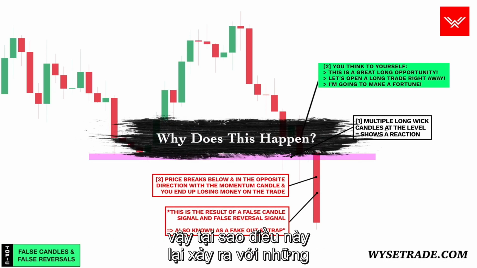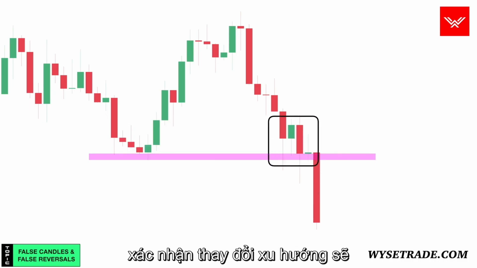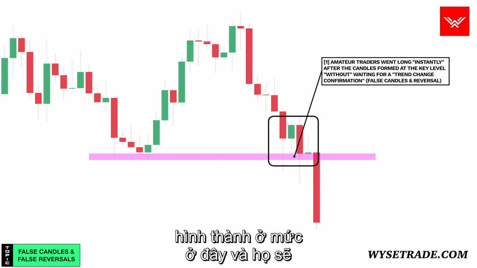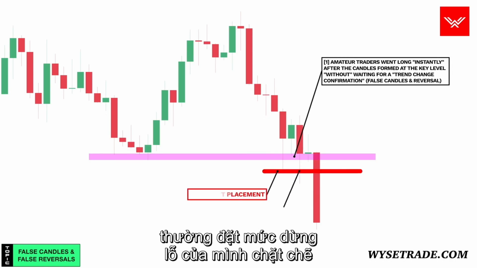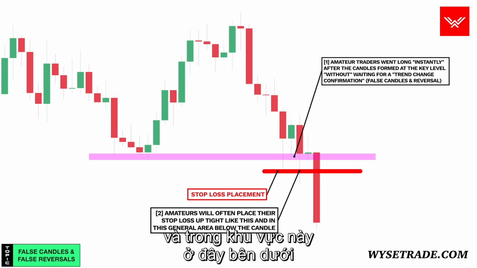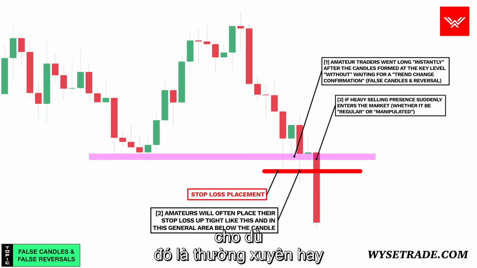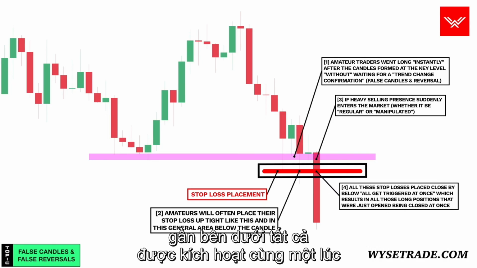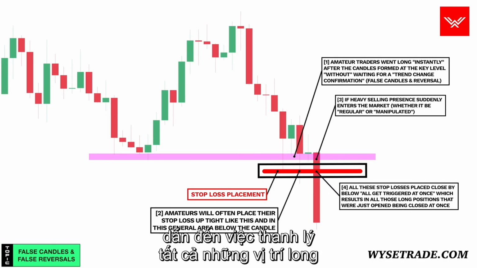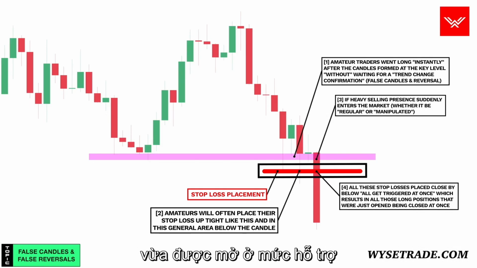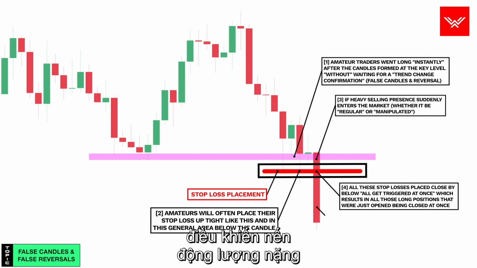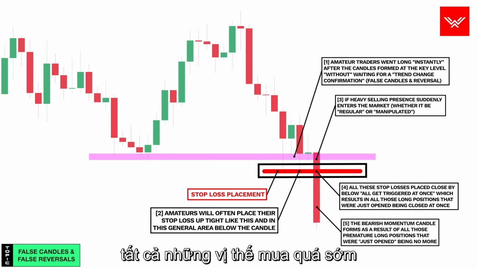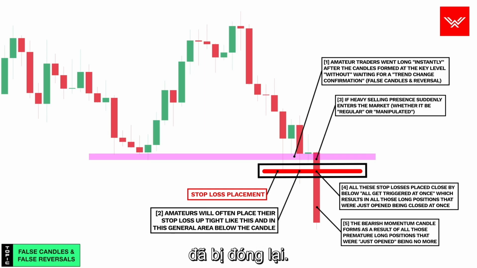So why does this happen? Amateur traders who don't wait for a trend change confirmation will enter right away after the candle patterns form at the level here. And they will often place their stop losses up tight and in this area here below the candle. If heavy selling presence then enters the market, whether it be regular or manipulated, all those stop losses placed close by below all get triggered at once, which results in all those long positions that were just opened at the level being closed all at once. This is what causes the heavy momentum candle to form right after, which is a result of all those premature long positions that were just opened at the level being no more.